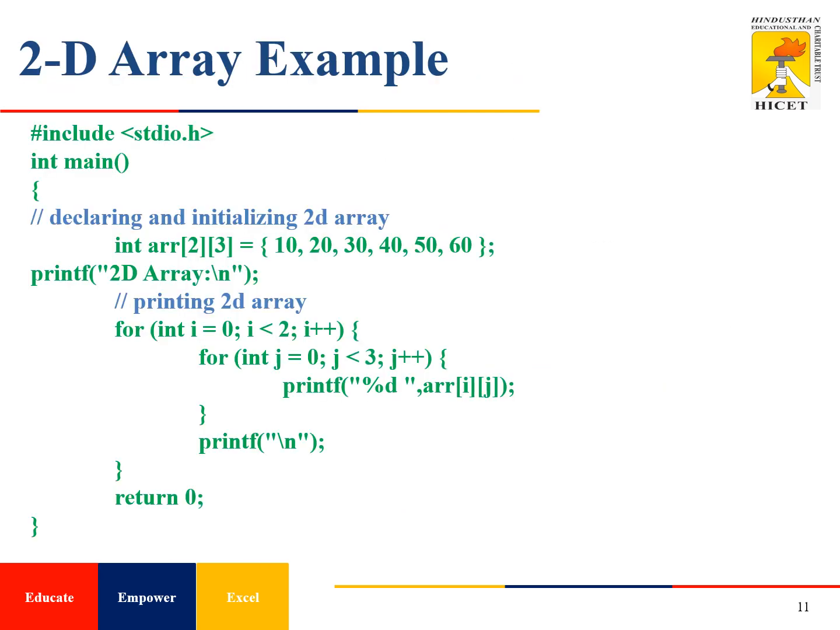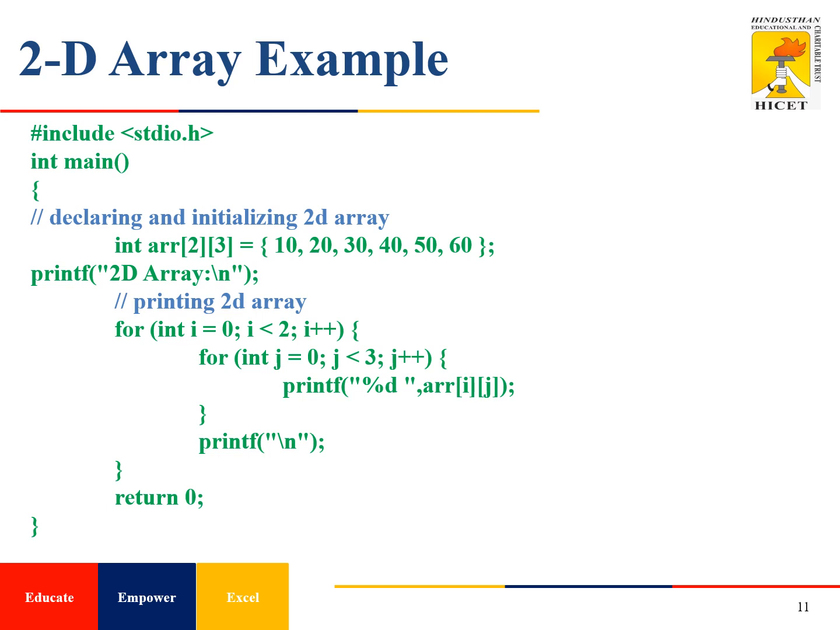And here I am giving one example which represents a two-dimensional array. As usual, I'm including some header file, and I'm defining a main function with integer data type, and I have a two-dimensional array. Declaration and initialization are done in a single line. That is, int ARR is my array name with row size 2 and column size 3, and the elements I'm going to enter into that array are 10, 20, 30, 40 and 50. That is 2 rows and 3 columns.